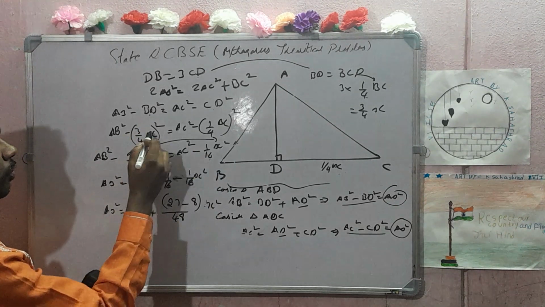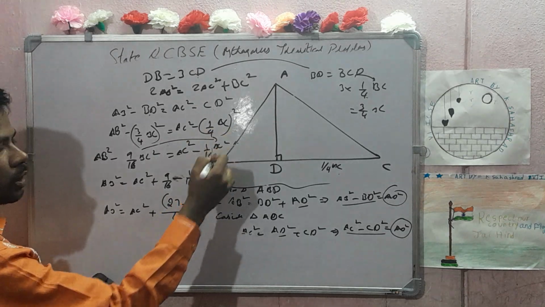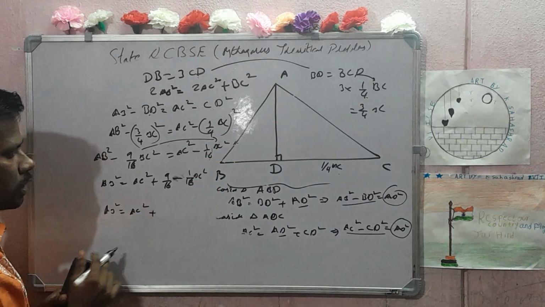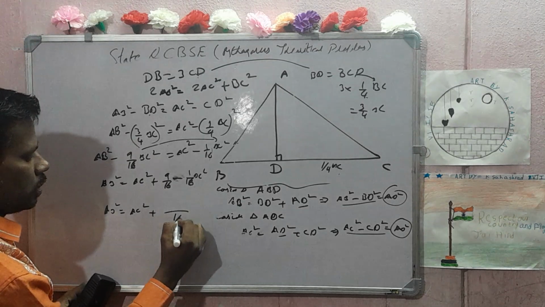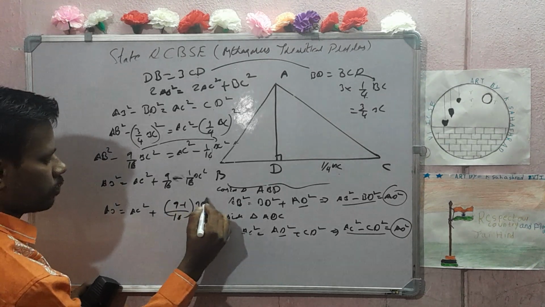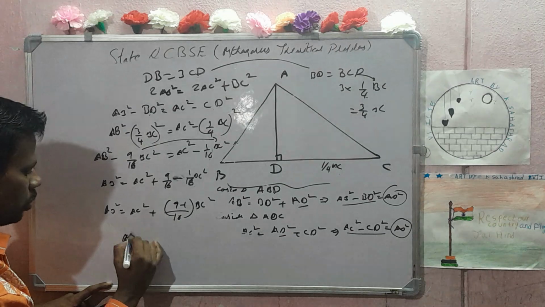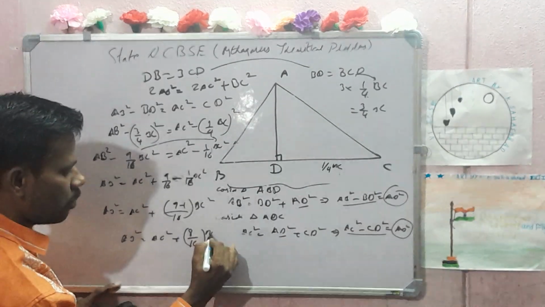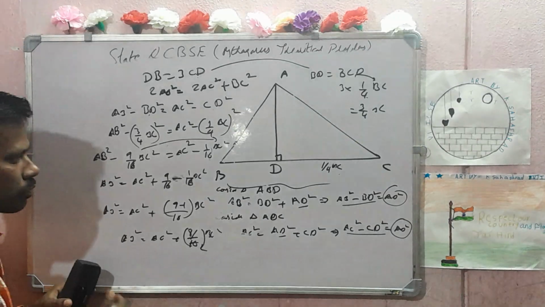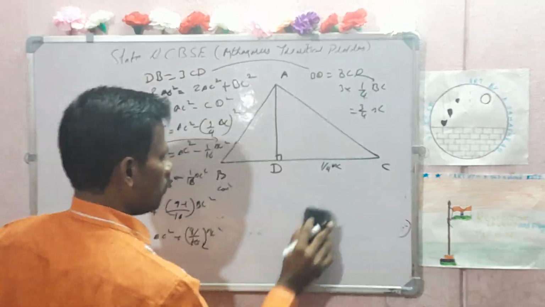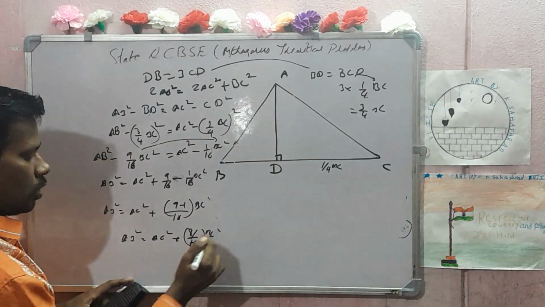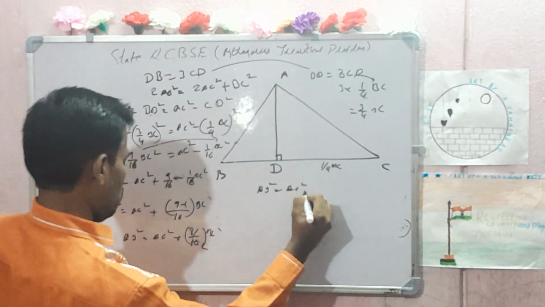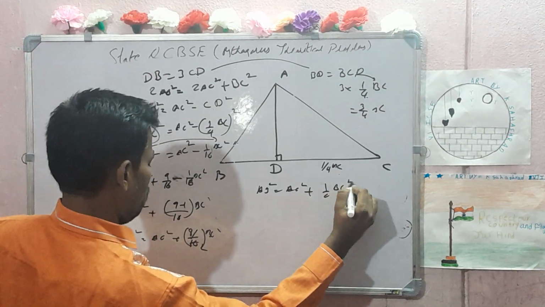3 square by 4 4s are 16, 1 square 4 4s are 16. Both denominators are same, so you can subtract the numerators. So 16, 9 minus 1, BC square. So AB square is equal to AC square plus 9 minus 1 is 8 by 16 BC square. 8 1s are 8, 8 2s are 16. So here 2 we got. AB square is equal to AC square plus 1 by 2 BC square.